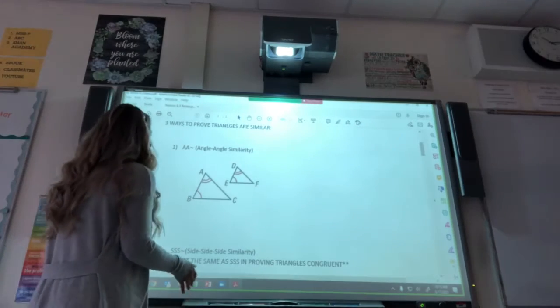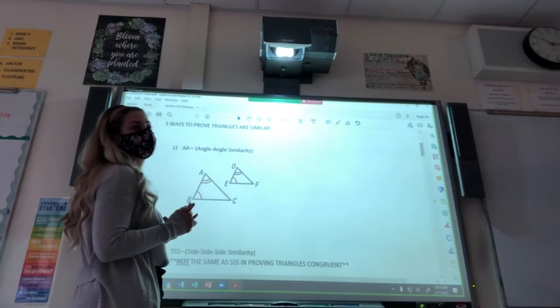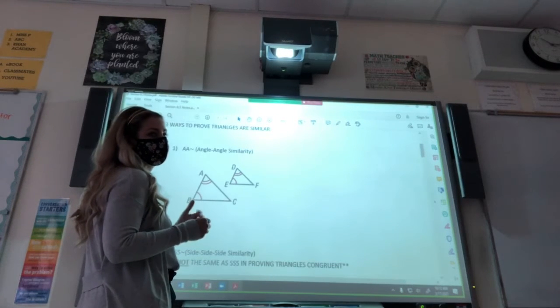Do we all have the notes open? Notes, 8.3.